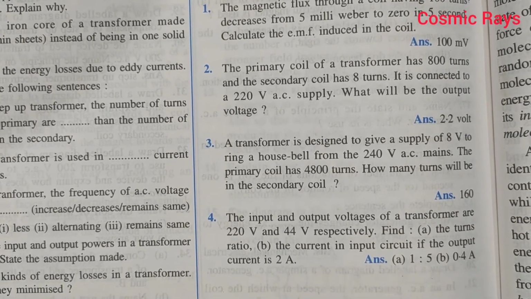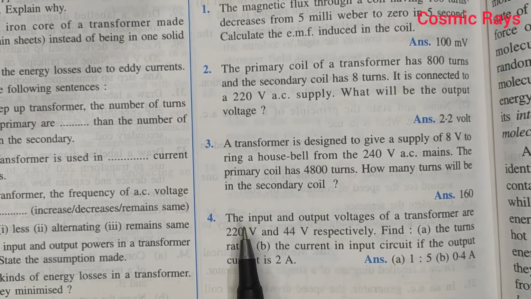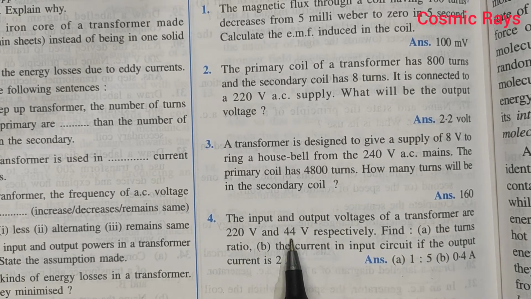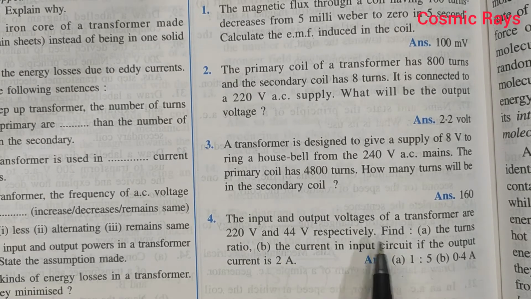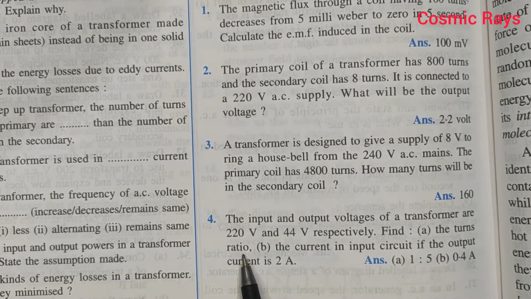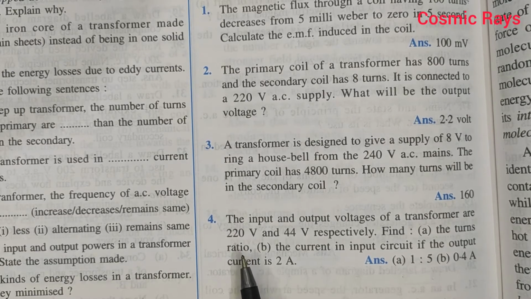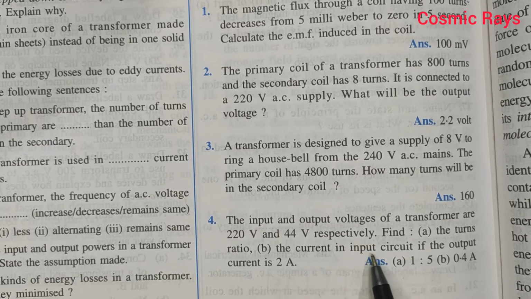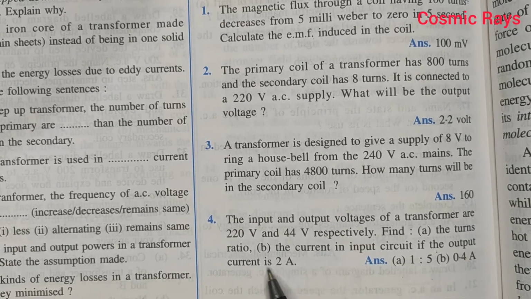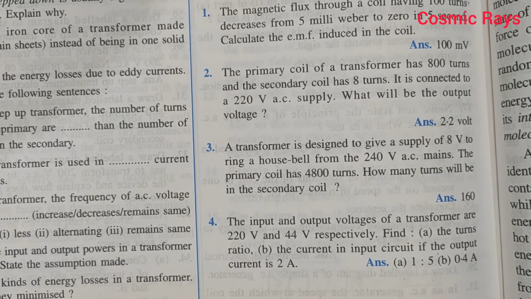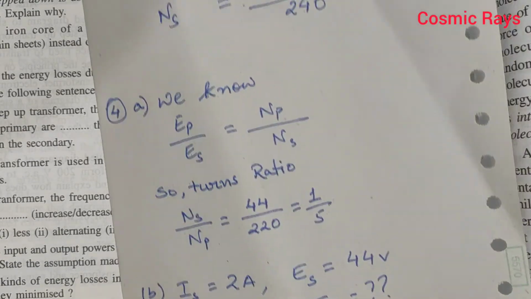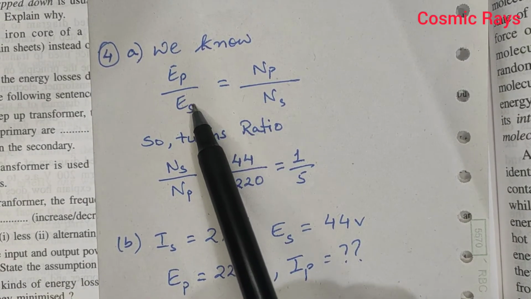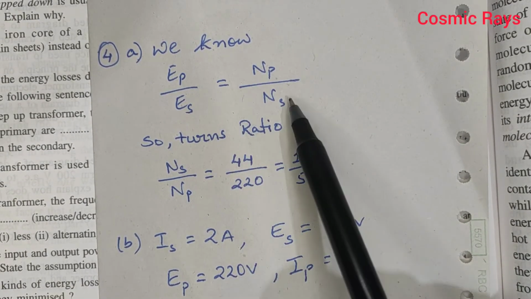Now we go to the last numerical, which says the input and output voltages of a transformer are 220 volts and 44 volts respectively. We have to find the turns ratio. Turns ratio means NS upon NP. And we have to find the current in the input circuit if the output current is 2 ampere. So for this, please see here. We know that EP upon ES is equal to NP upon NS. We are going to use this equation.